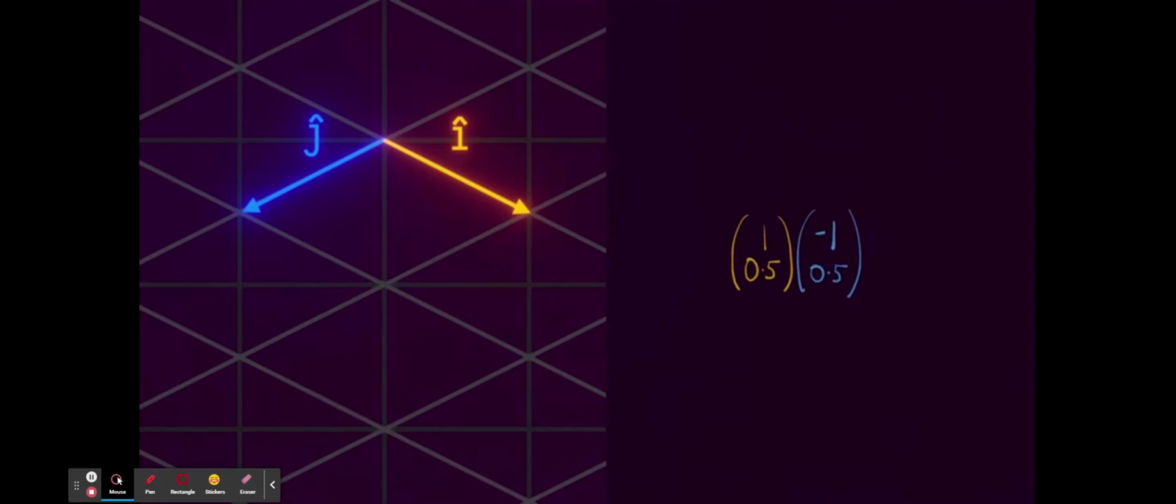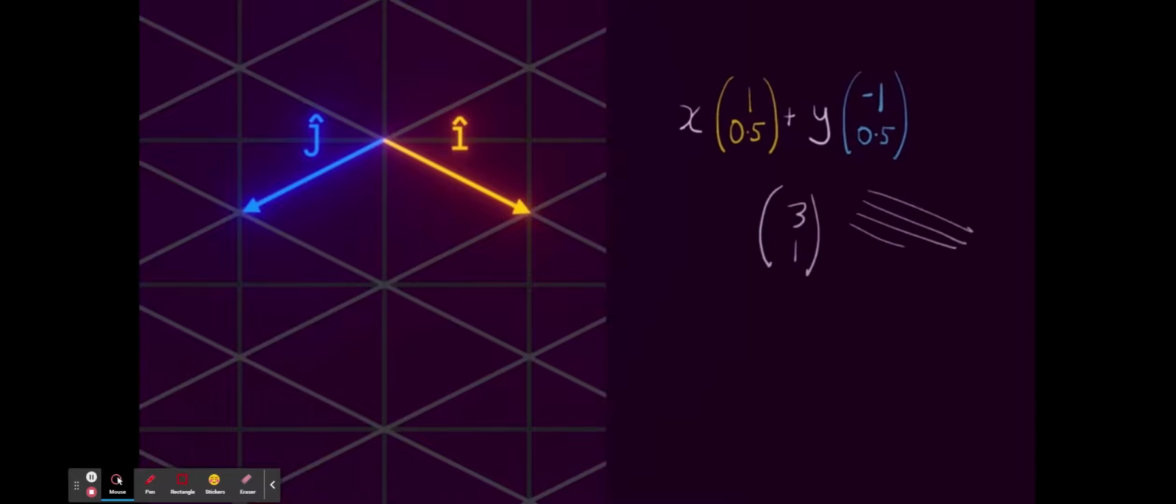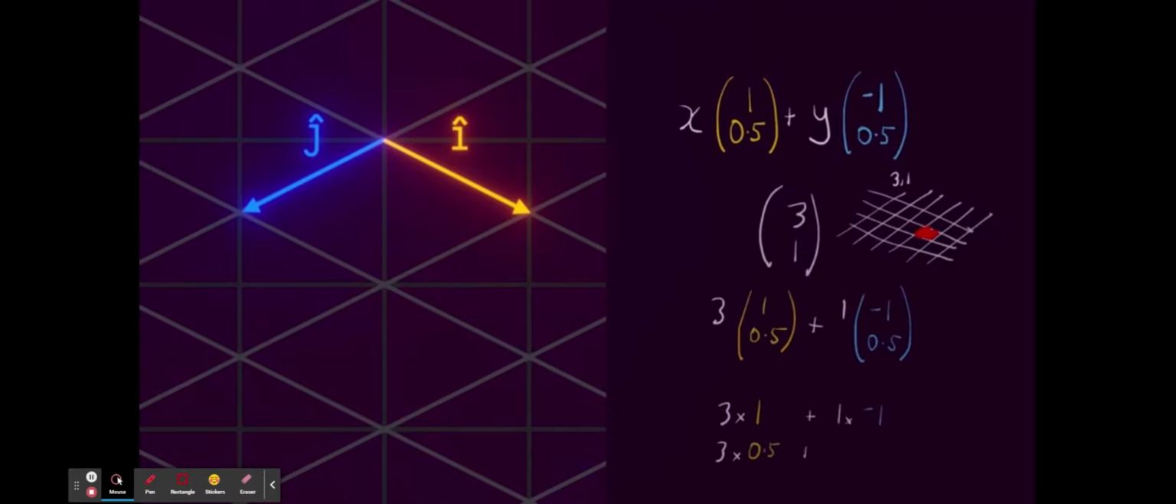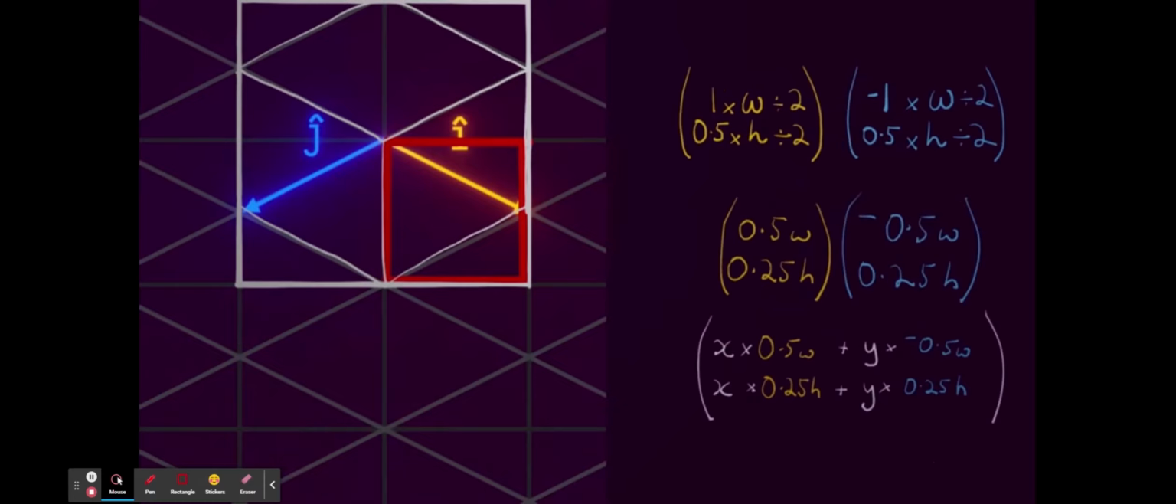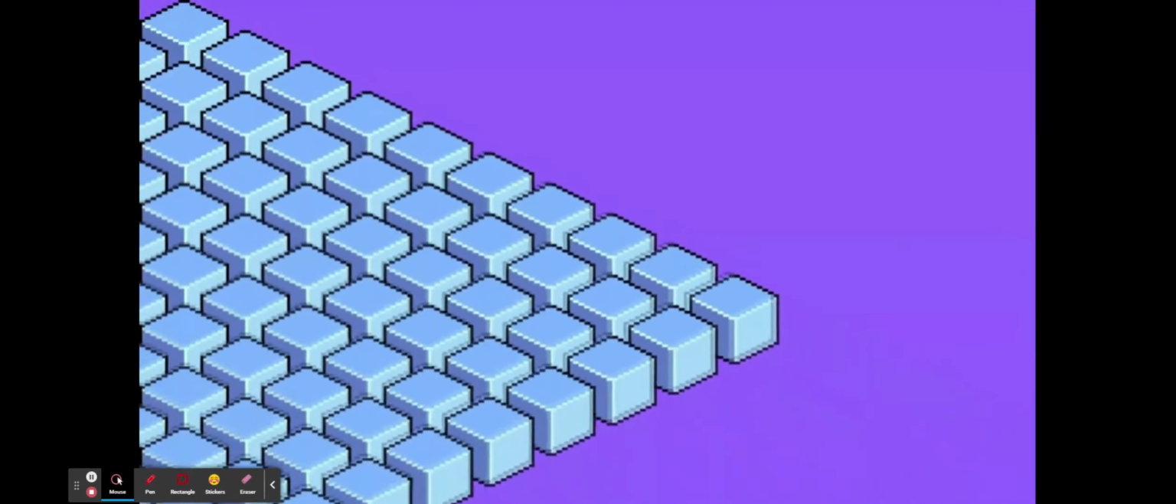We can now multiply any x coordinate on the isometric grid by i hat and the y coordinate by j hat and add them together to get the screen coordinate. For example, say we wanted to find where grid coordinate x3, y1 would appear on screen. We multiply 3 by i hat and 1 by j hat. This gives us a new 2D vector representing the screen coordinate. And much better. But we're not quite done.